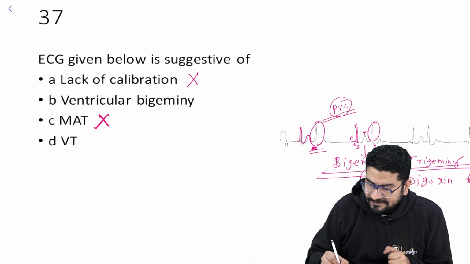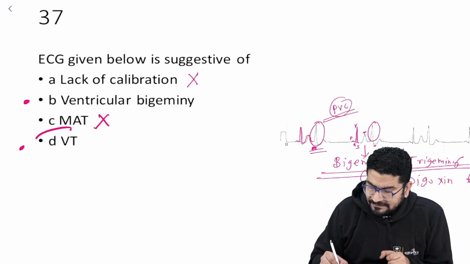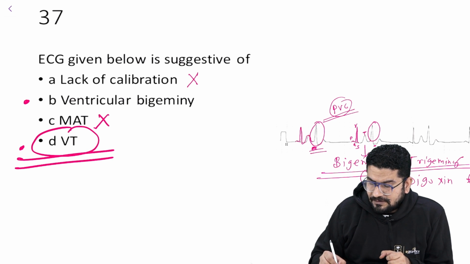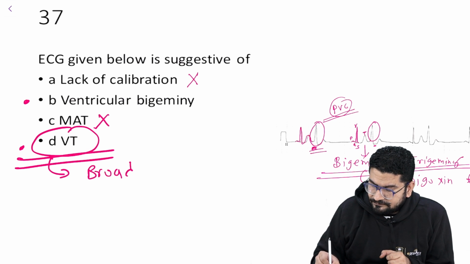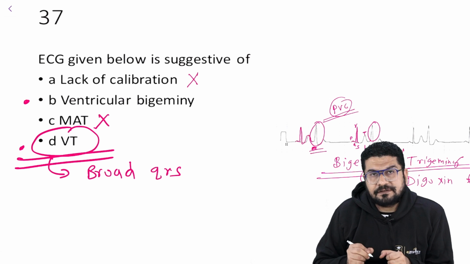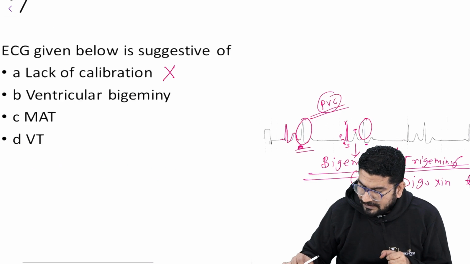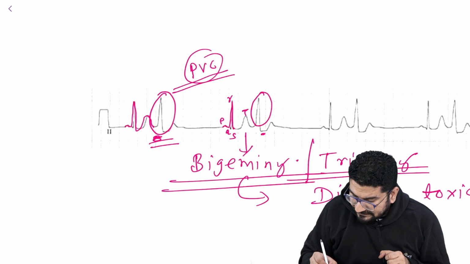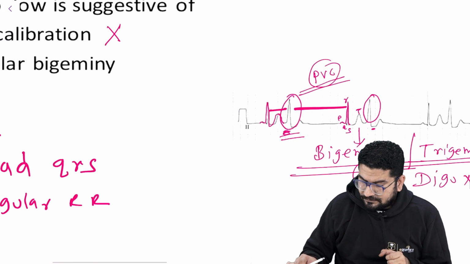Okay, so ideally you could be confused between VT and bigeminy rhythm. In VT we can see some additional features. In VT there will be a broad QRS, right? And in VT you can see a regular RR interval. So you can see the RR interval here, is it regular? No. The RR interval should be regular.